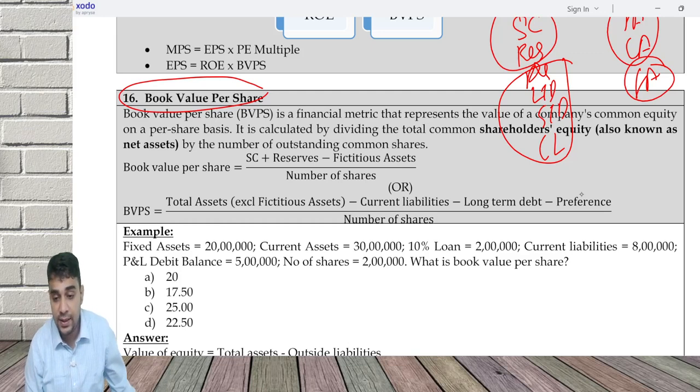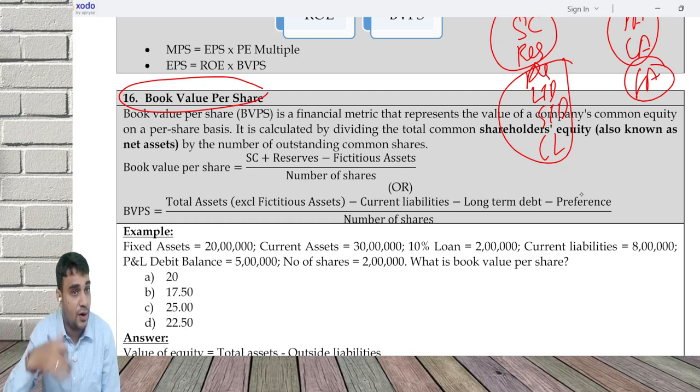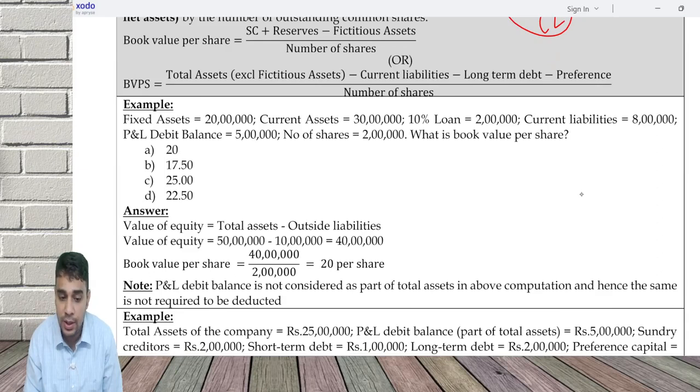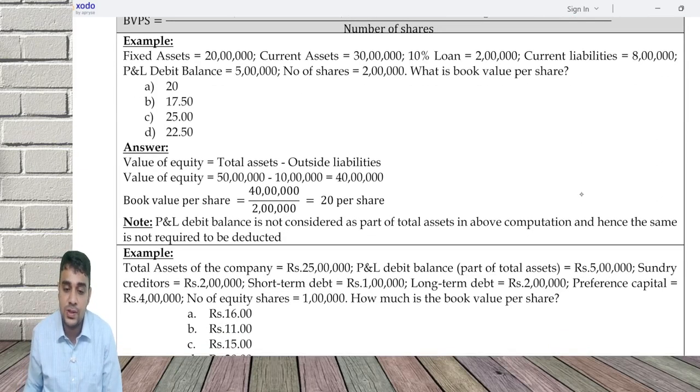Fixed assets is 20 plus 30, 50, minus 2 lakh, minus 8 lakh. Don't subtract the P and L debit balance, because we have not considered it on the asset side. Where is the requirement for me to subtract it? I don't have any requirement to subtract this. 20 per share. Then this side, do this.